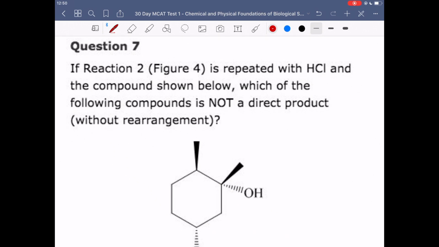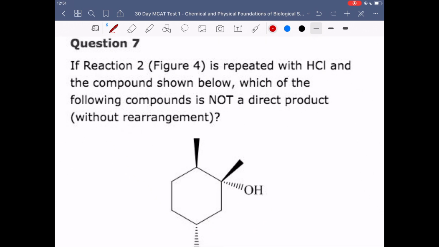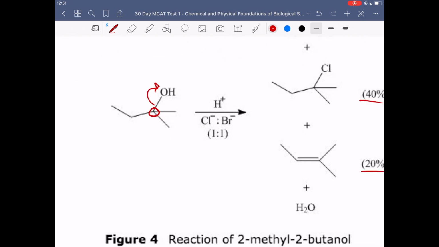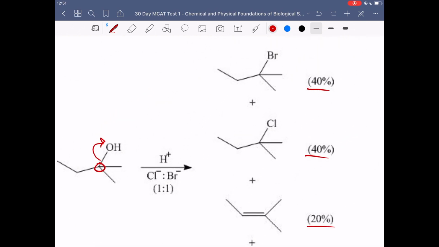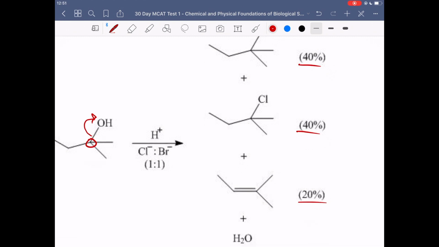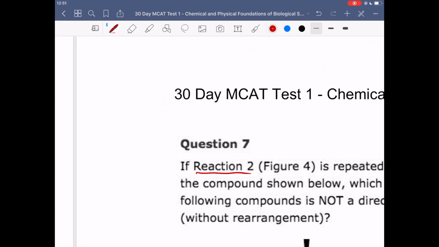In question 7, it says if reaction 2, which is in figure 4, is repeated with HCl and the compound shown below, which of the following compounds is not a direct product? So we are doing reaction 2, and if you go back to figure 4, you see that this reaction with a tertiary alcohol was an SN1 type reaction. So that means that we can get either displacement of the OH with the nucleophile, so either bromide or chloride, or we can get an elimination type reaction happening.